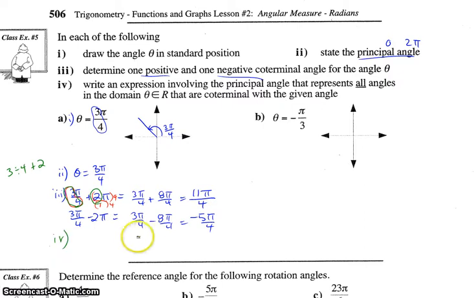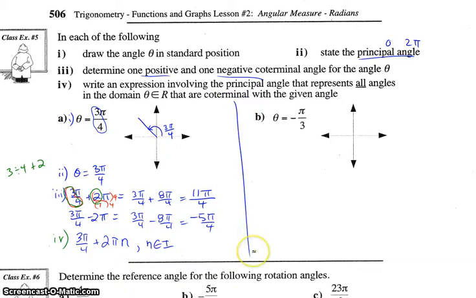Finally, when we want to write an expression involving the principal angle that states all coterminal angles, the principal angle was 3 pi over 4, and we add multiples of a full rotation. A full rotation now is 2 pi, so 2 pi times n, where n is an integer. That would be a way to state all coterminal angles for 3 pi over 4.